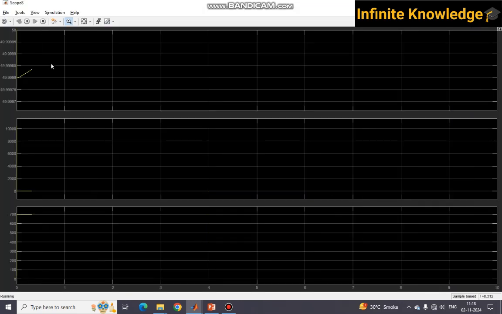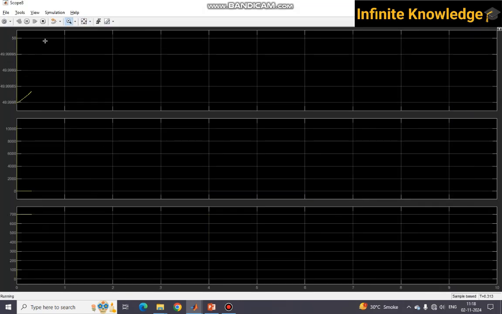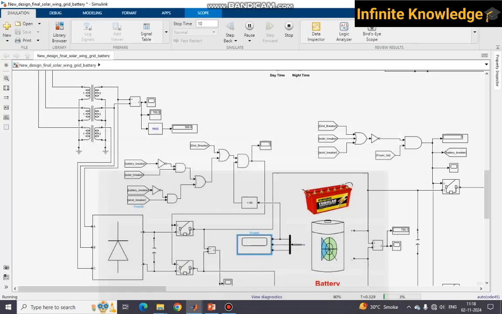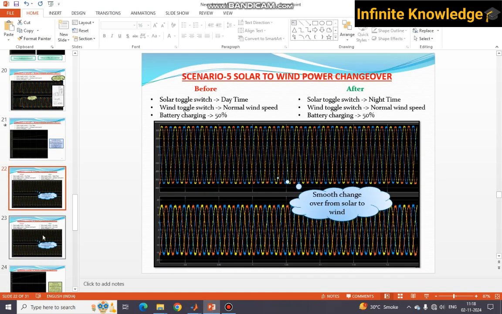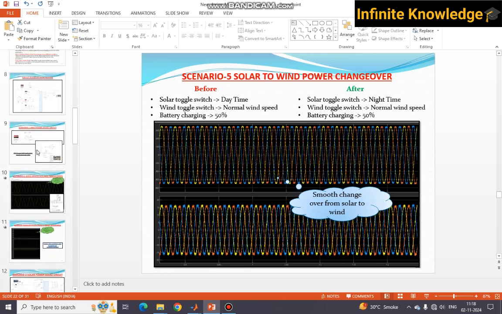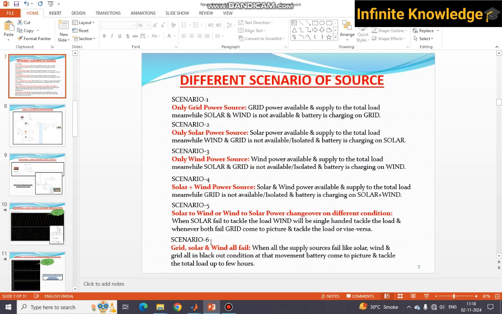You can see it's continuously charging, no matter whether grid is available, whether wind is available, whether solar is available, whether wind and solar both are available. When both are available and one is isolated, even then your battery is charging. So this is how accurately this simulation is working. Understood? So right now I can say that we have gone through all five major scenarios. And yes, the sixth scenario is very important.